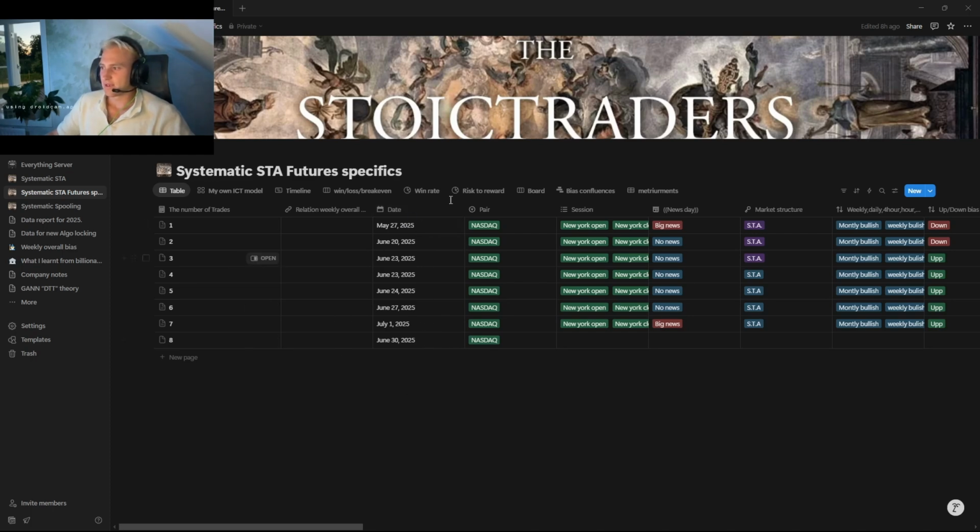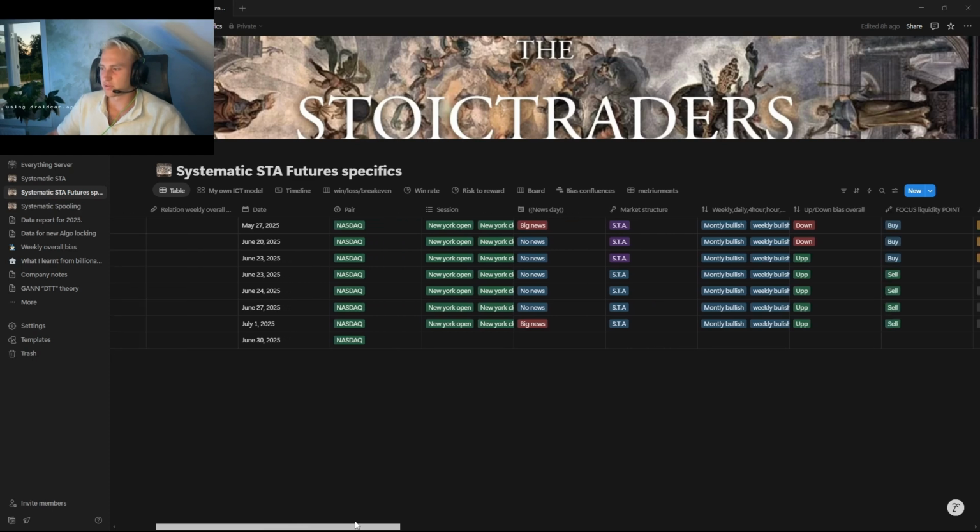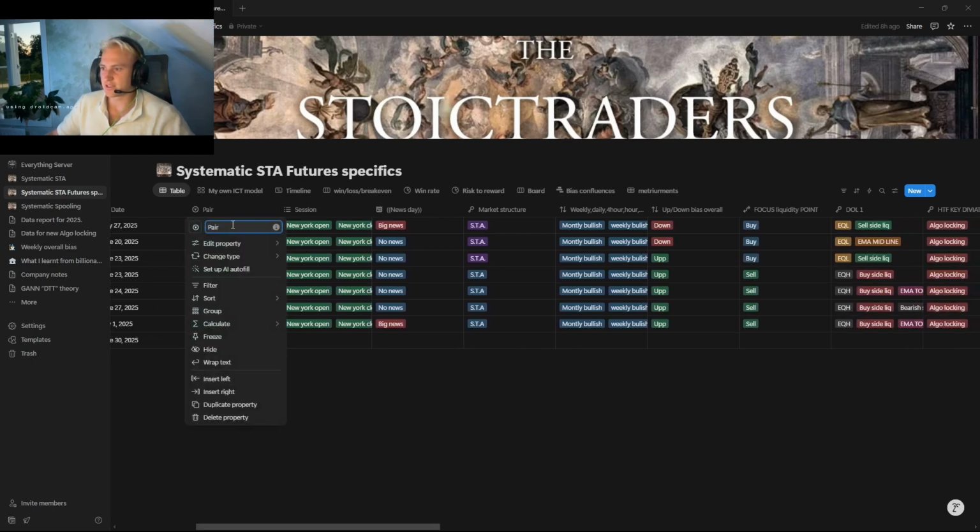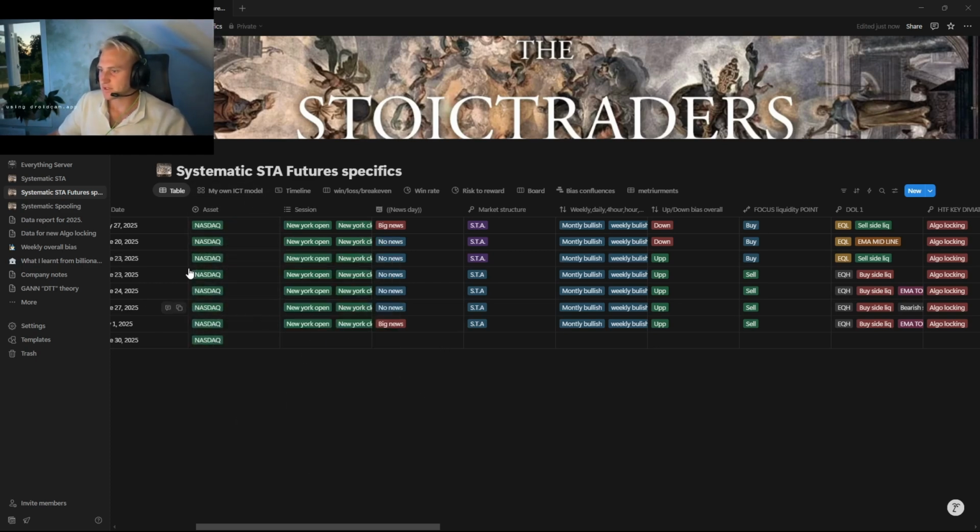Now, of course, similarly, the asset you're currently trading on. I have par here just because I've duplicated my STA data onto here, so that's why. But this should say asset. I'm just going to rename it here quickly, right there. So asset, specifically Nasdaq here. This is just so you know which trade you have executed on. Now, of course, session you'll also have right there.